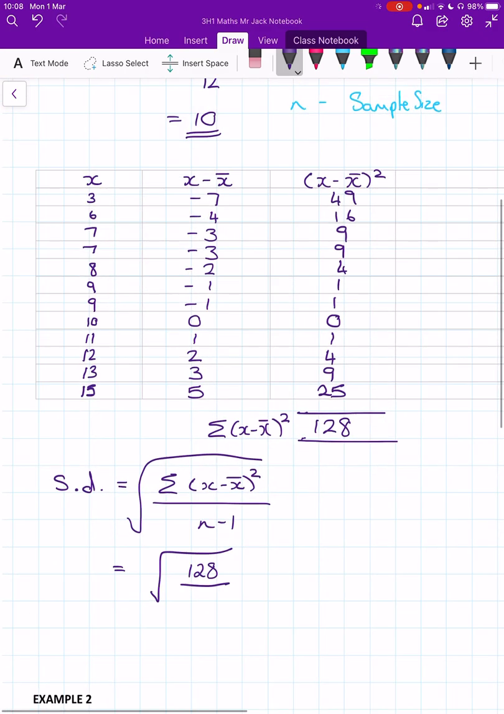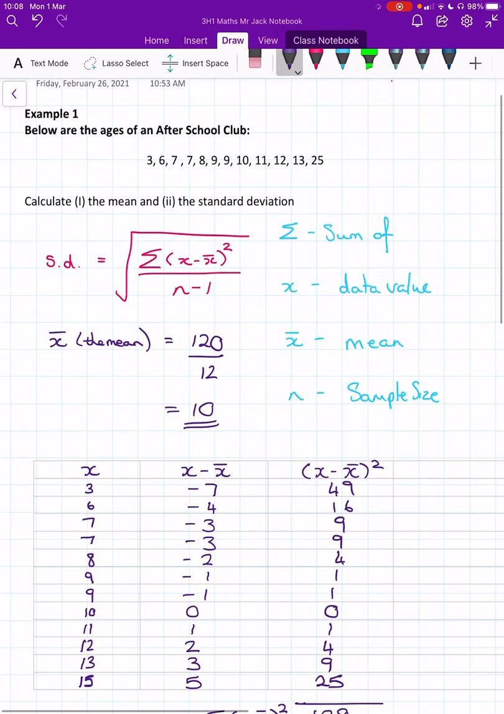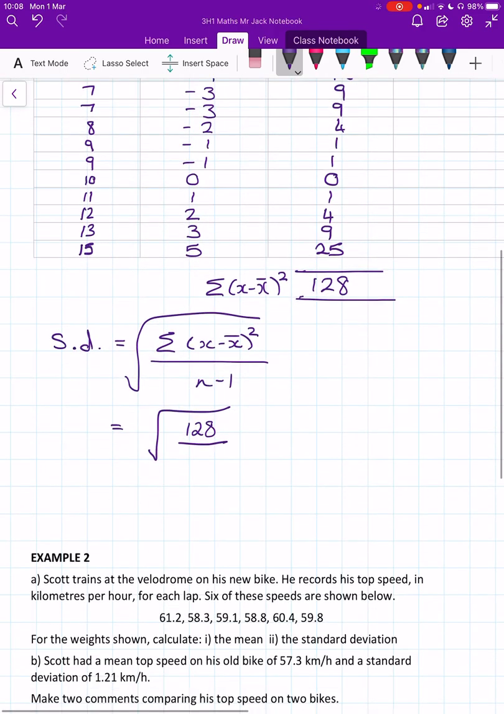Remember that n is the sample size, the number of bits of data. Well, we've got 12 bits of data, so n minus 1 is going to be 11. So again, this is a calculator situation, okay? You don't need to do all this in your head.